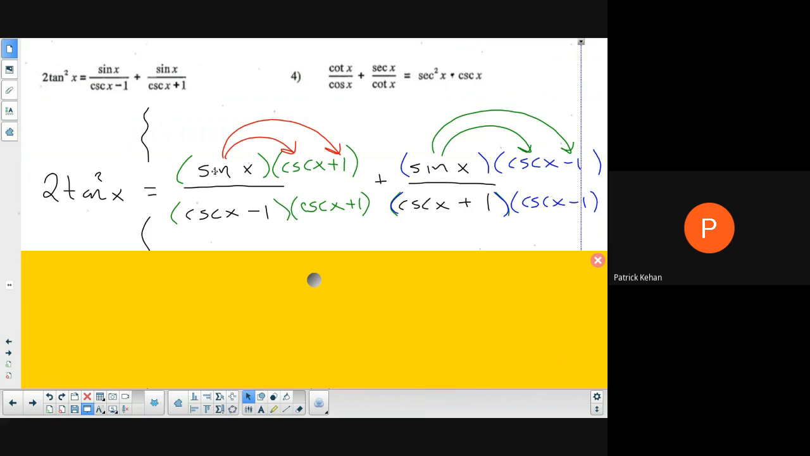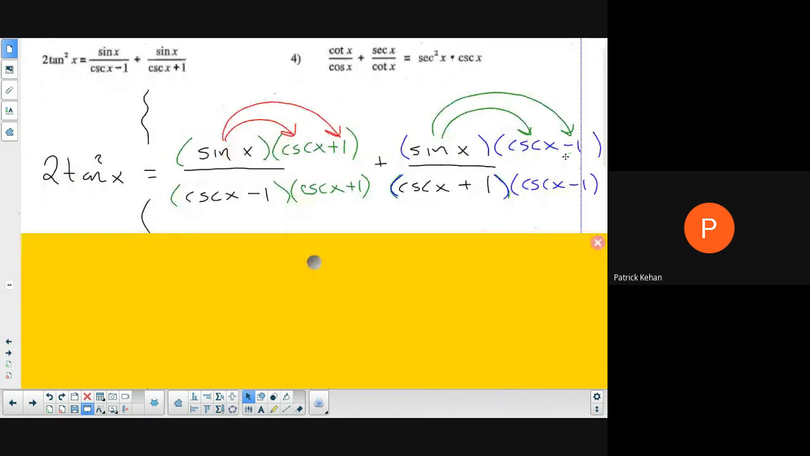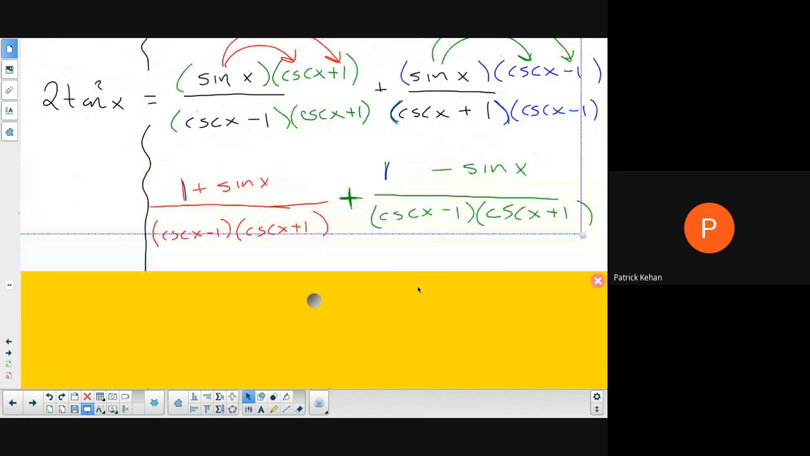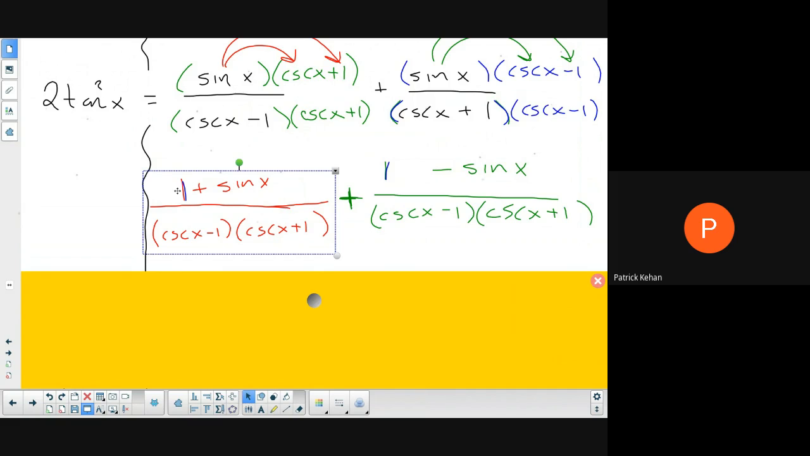So we're going to distribute sine x to both terms here, and then sine x to both terms here, and see what happens. In the numerator, sine x times cosecant x, those are reciprocals of each other, so this simplifies to 1. And then sine x times 1 is sine x. Now in the numerator, I have 1 plus sine x. Look, I kept my denominators factored. On the right, again, distribute sine x to both terms. Same idea, sine x times cosecant x are reciprocals, so it simplifies to 1. And then sine x times negative 1 is negative sine x.